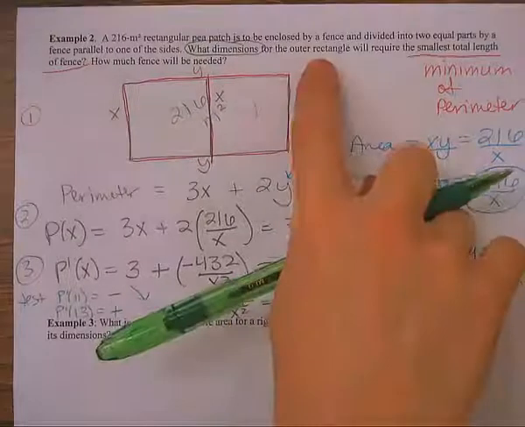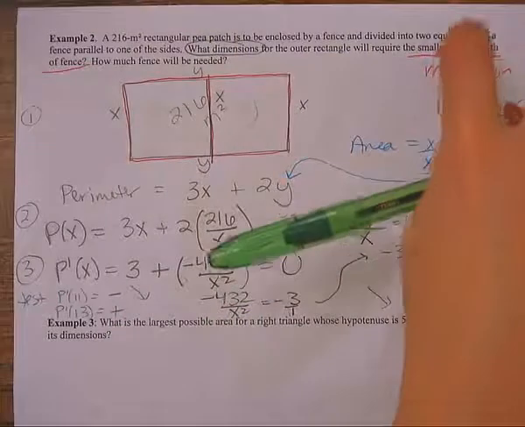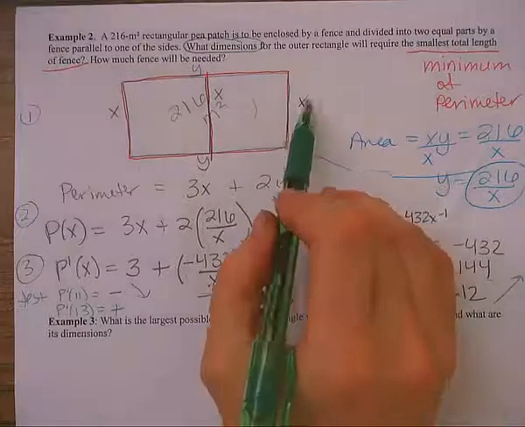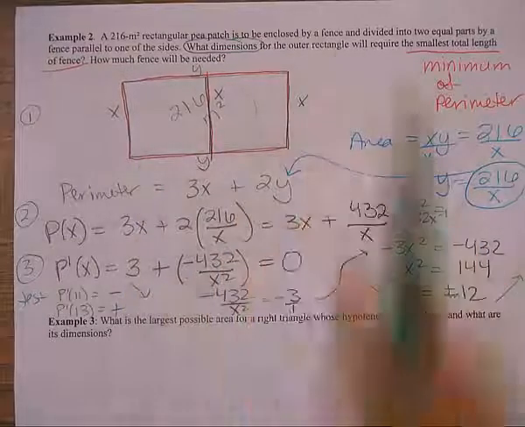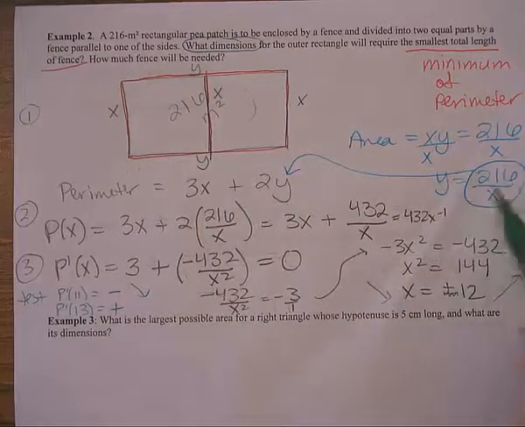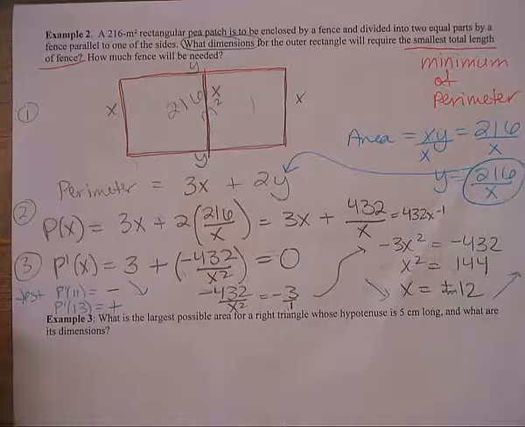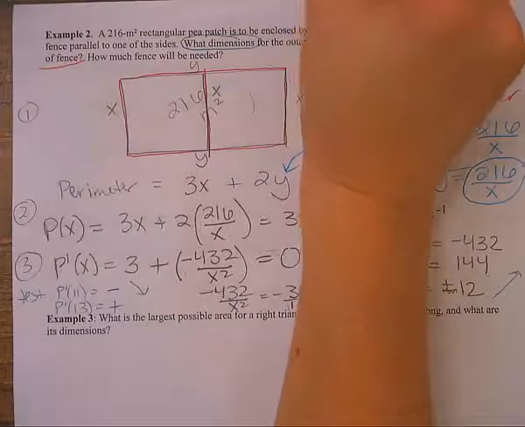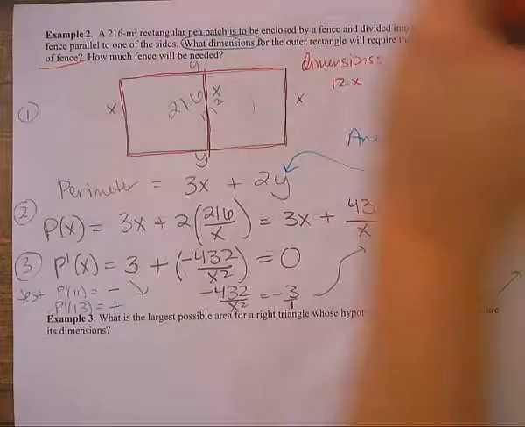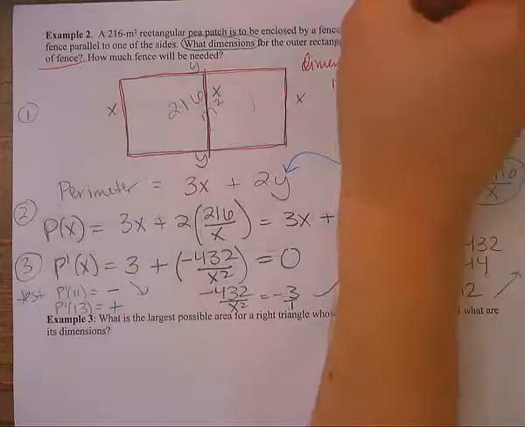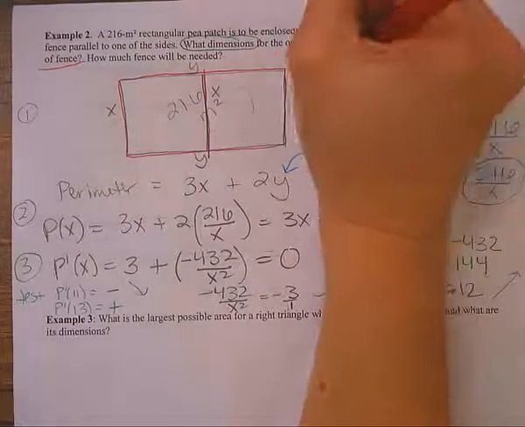So the question was, what dimensions for the outer rectangle will require the smallest length of fence? So let's answer the dimensions first. x we found to be 12. That's this guy here. So then we just need to figure out what y is. And as you recall, y was just 216 divided by x. So the dimensions are 12 by 216 divided by 12, which is 18. So that answers the dimensions question.